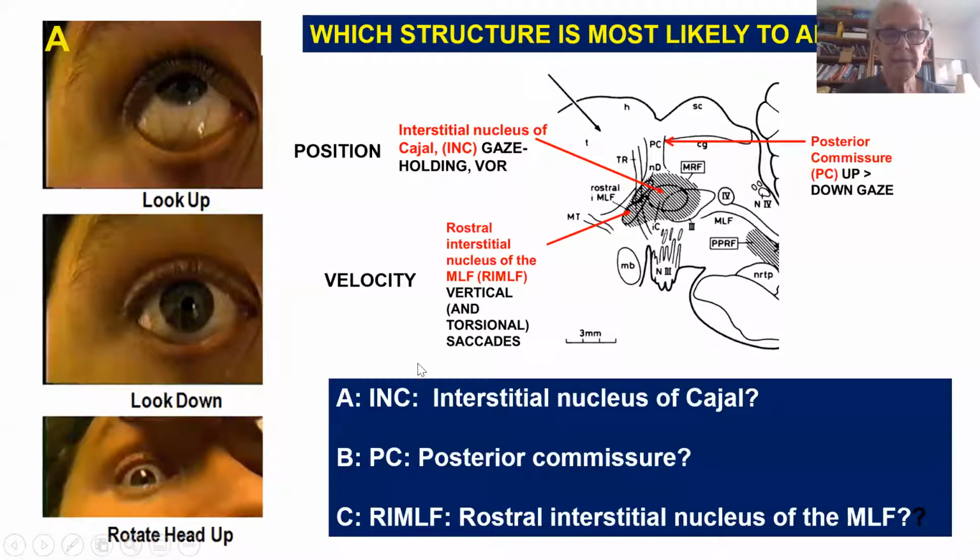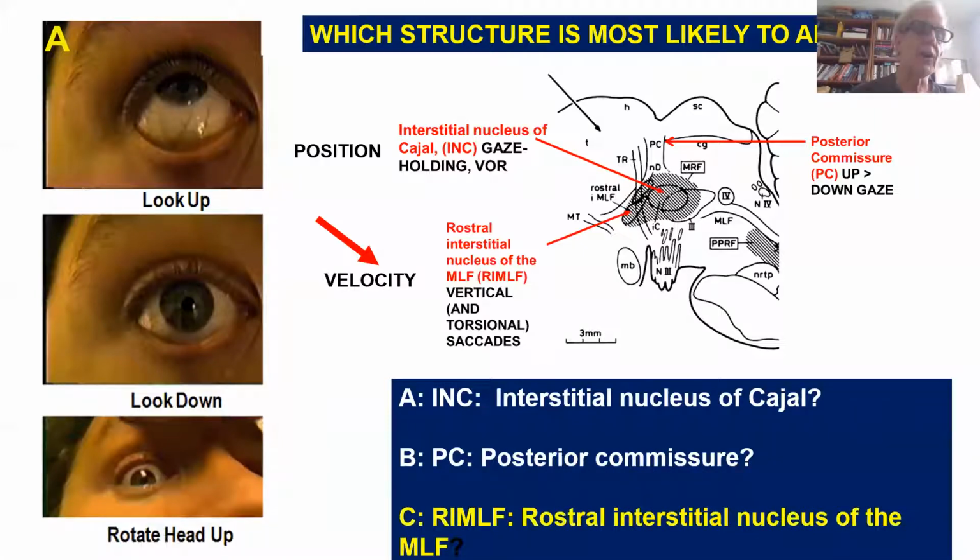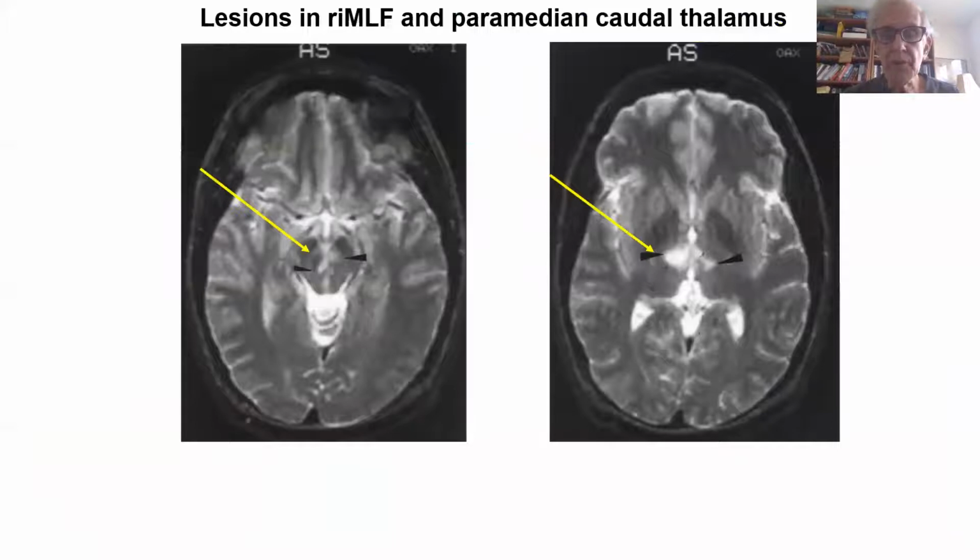Was it INC, posterior commissure, or RIMLF? Well, trouble was mostly down, so it wasn't posterior commissure. He could hold gaze, so it wasn't INC. He had trouble generating the saccades, especially down, so the lesion has to be in the RIMLF. Here's the lesion, right in the rostral midbrain and the caudal thalamus.